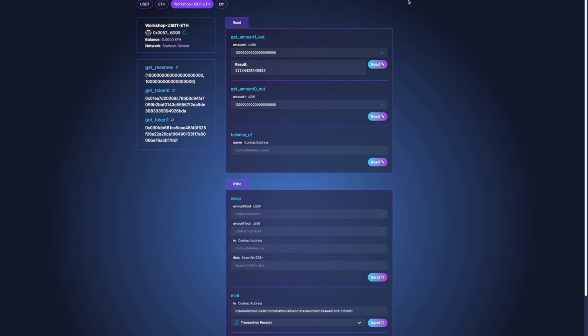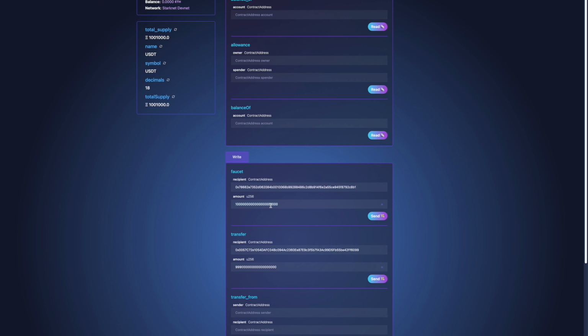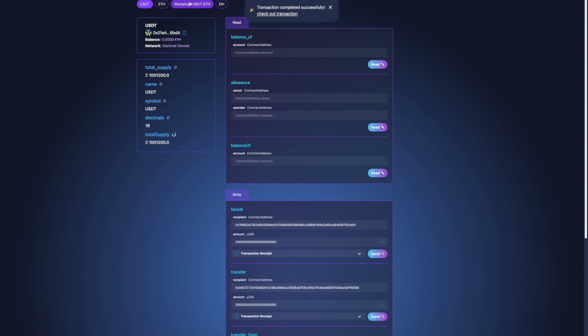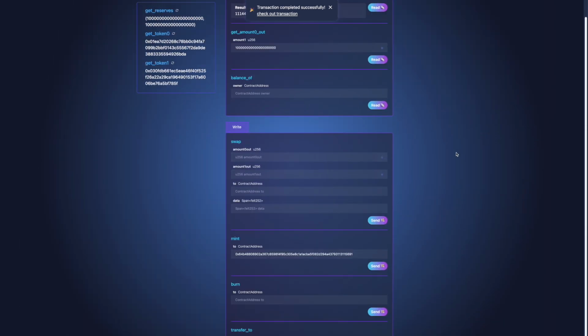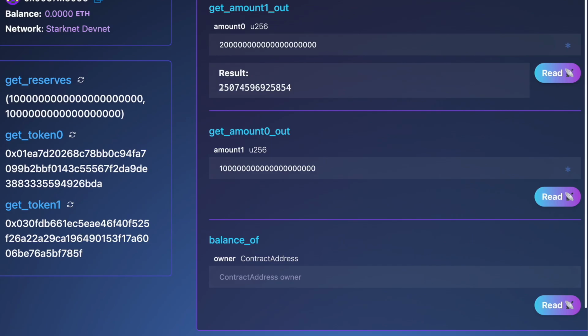Okay, let's recall this amount here. Now we will change our wallet, and I'm going to do a swap. So I'm going to give myself some USDT, 200. And then I'm also going to transfer these 200 to the pair contract to do my swap. I come to the pair contract, and if I input here 200, I am expecting to receive this amount of ETH.